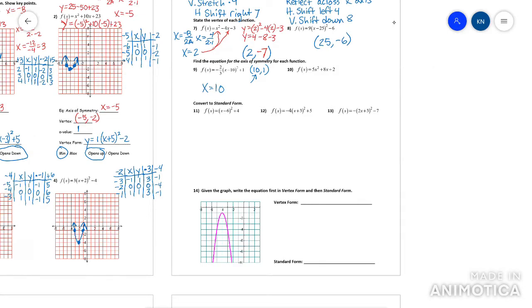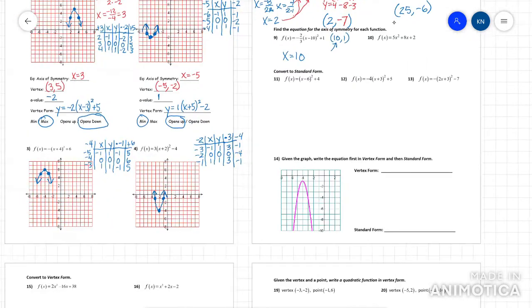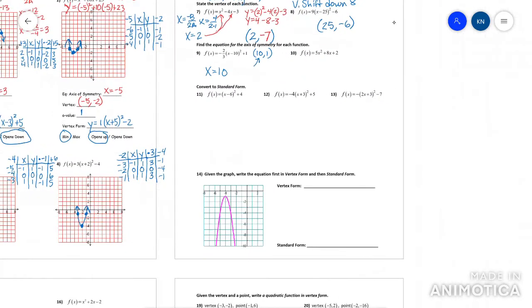Number 10, it's in standard form. So to get axis of symmetry, you have to do x equals -b over 2a. So that's going to be -8 over 2 times 5. So that's -8 over 10. Reduce that fraction and you get -4 over 5 would be my answer there. That's the axis of symmetry and the x value of your vertex. I know it's a fraction, that's okay.